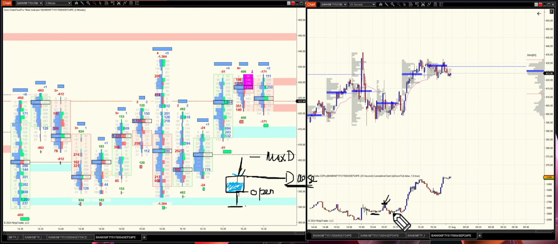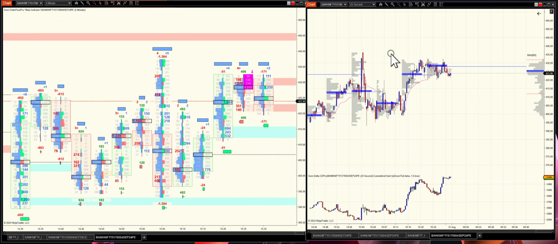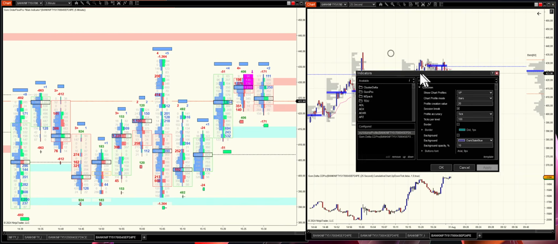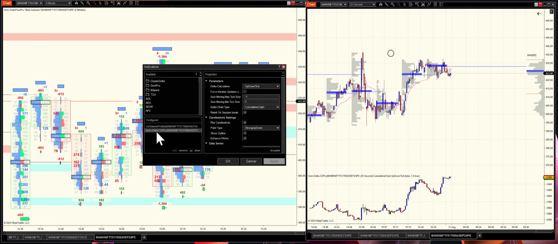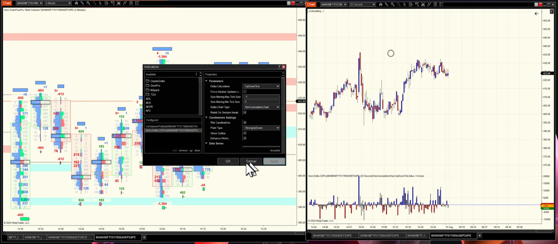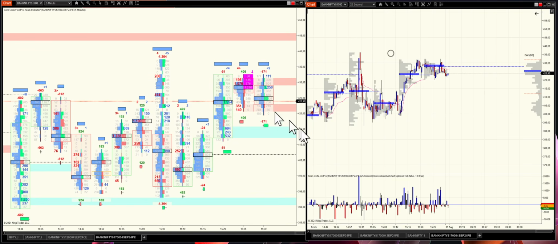This is cumulative. You can plot it in another fashion. What we'll do is go to the right indicators and plot the delta, and we'll apply the cumulative chart. So this, yes, this is much better.